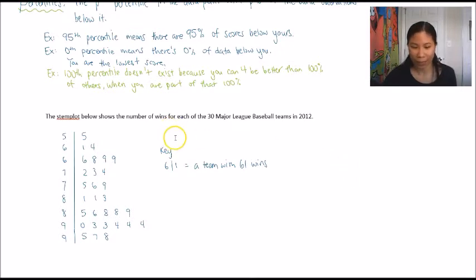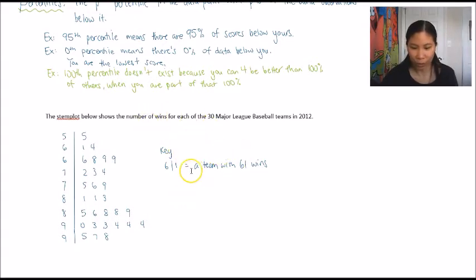So here we have an example of a stem plot. It shows the number of wins for each of the 30 Major League Baseball teams in 2012. Reading this stem plot, it is a split stem plot because we have doubles of the stems. So 6 line 1 would just equal a team with 61 wins. So we've got 30 teams here and how many total games they won in that season.